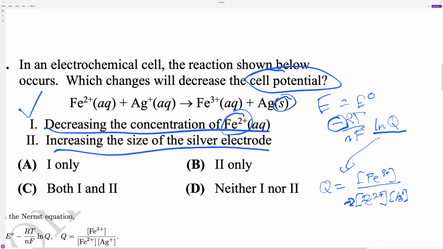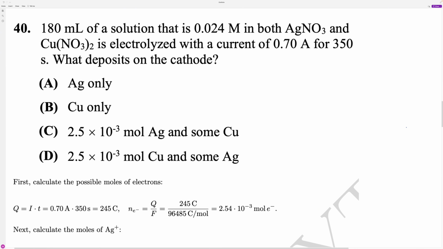And like I mentioned earlier, you want to omit solids from Q expressions, pure solids and pure liquids. And silver in this case is a pure solid, so you'll notice that I didn't include that in the Q, and that's the reason why II is not going to be true, since changing the amount of silver isn't really going to do anything. It's not in our equation, so II is going to be false, and the answer is going to be A.